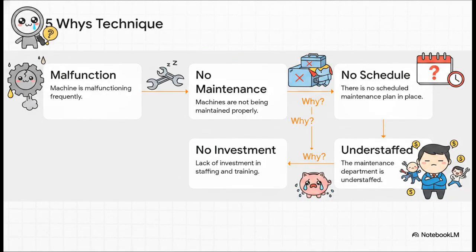Check out the rapid-fire cadence of the 5 Whys method. It's wonderfully simple but incredibly effective. You just keep asking why, iteratively. Why the defect? Machine malfunction. Why did it malfunction? No maintenance. Why no maintenance? Because there was no schedule. Why no schedule? The department is understaffed. Why are they understaffed? Because there's a lack of management investment. See that? We literally went from blaming a broken machine to uncovering a fundamental lack of management commitment, which is a massive systemic issue under ISO standards.